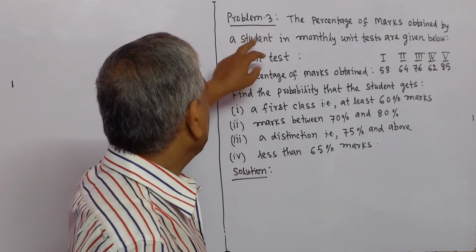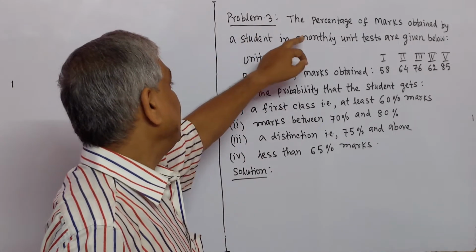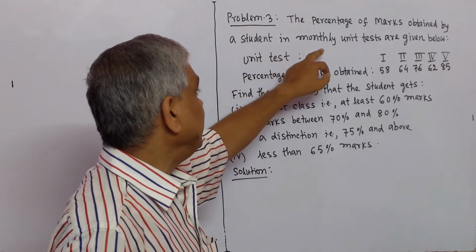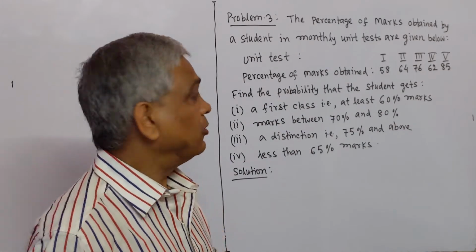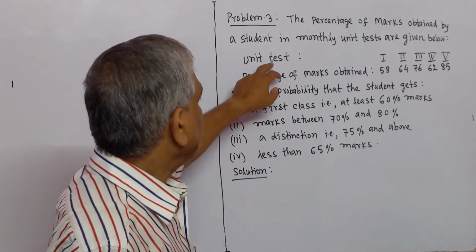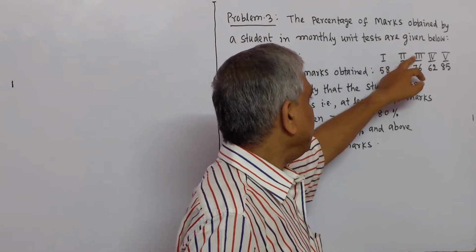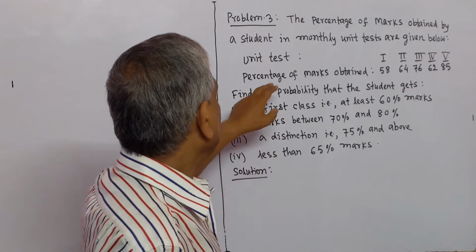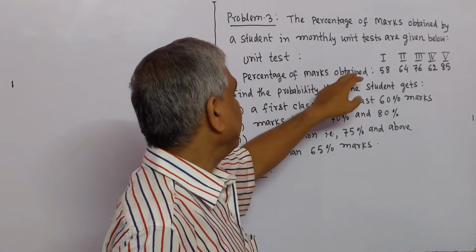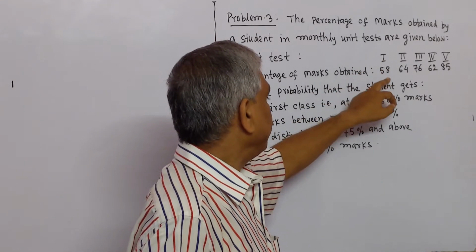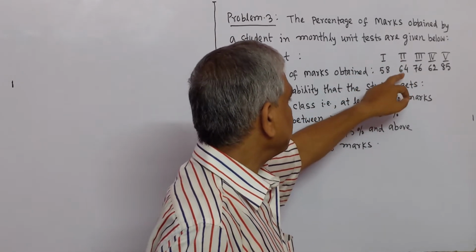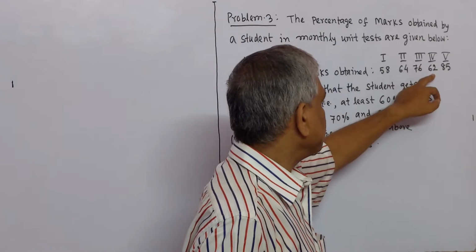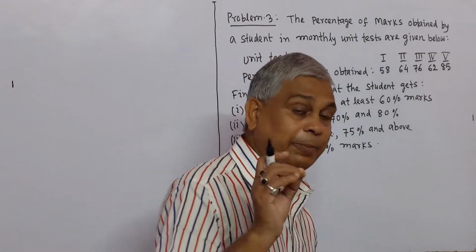Now we solve problem number 3. Problem is the percentage of marks obtained by a student in monthly unit tests are given below. Here unit test first, second, third, fourth, fifth. 5 unit tests. Percentage of marks obtained in first unit test is 58, in second unit test 64, in third unit test 76, in fourth unit test 62, in fifth unit test 85.